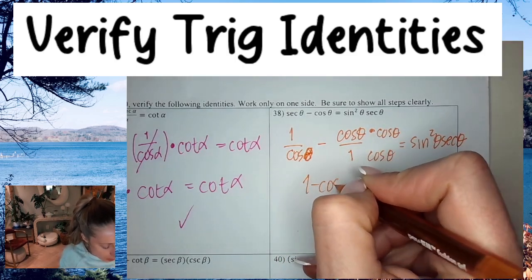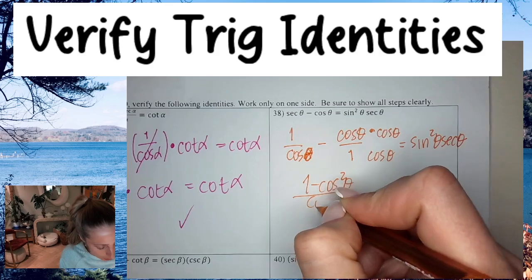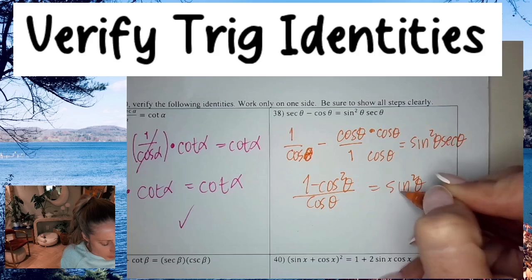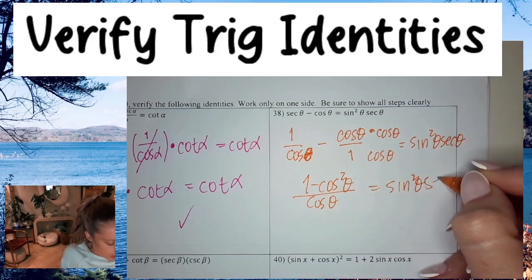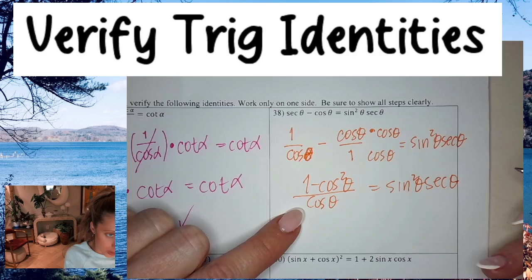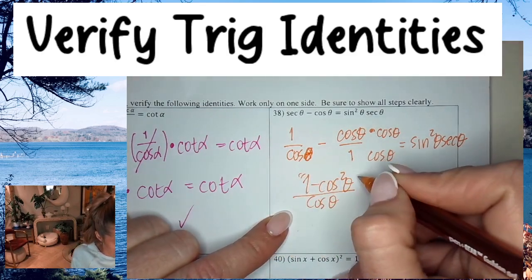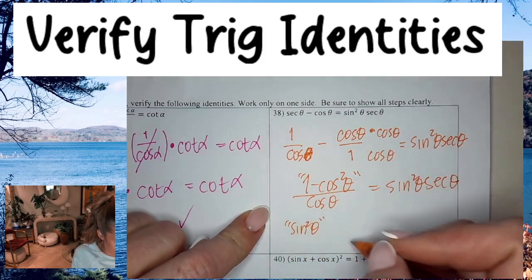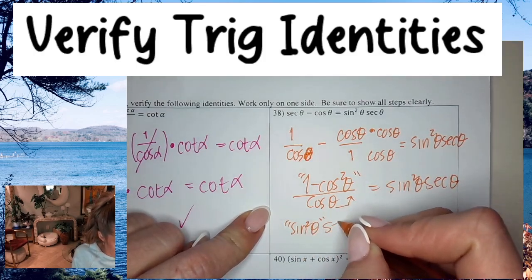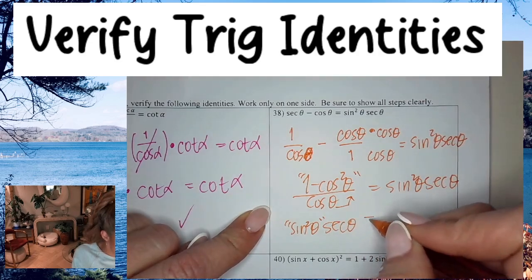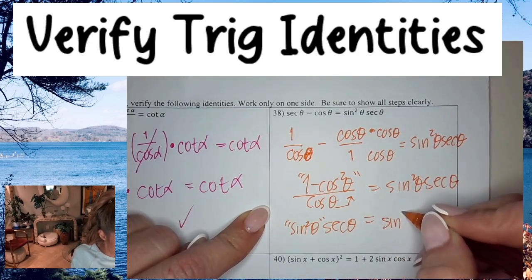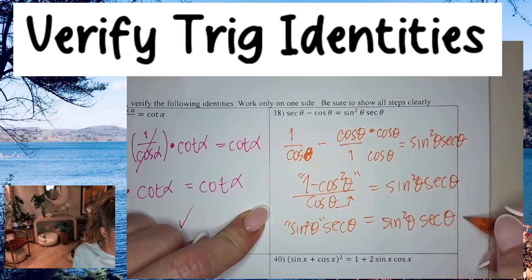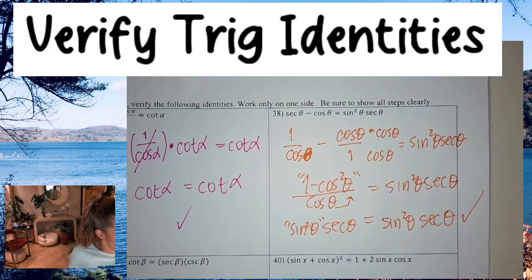Next, I have 1 minus cosine squared theta all over cosine theta, reminding myself that I need sine squared, which is my numerator, times secant theta, which is the cosine on bottom. So we're basically right there. This piece here becomes sine squared theta. And then the cosine can come up and become secant theta because of the reciprocal identity. And that means we have sine squared theta secant theta equals sine squared theta secant theta, check, and we're done.